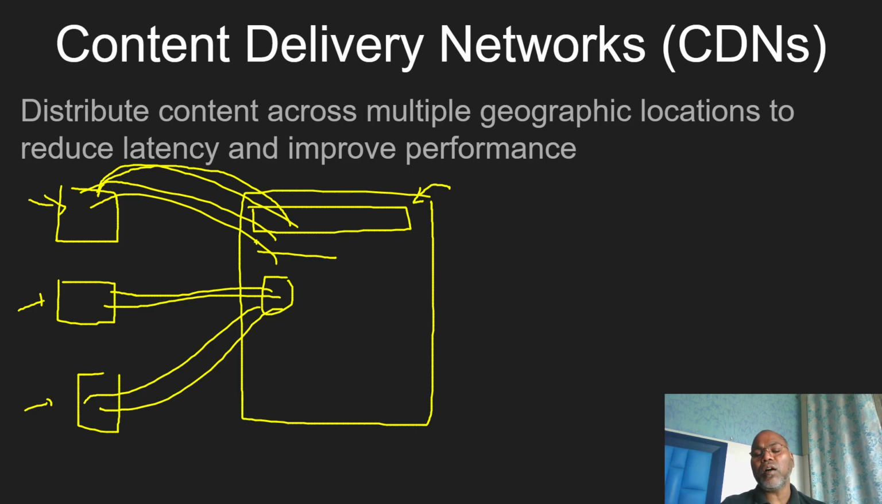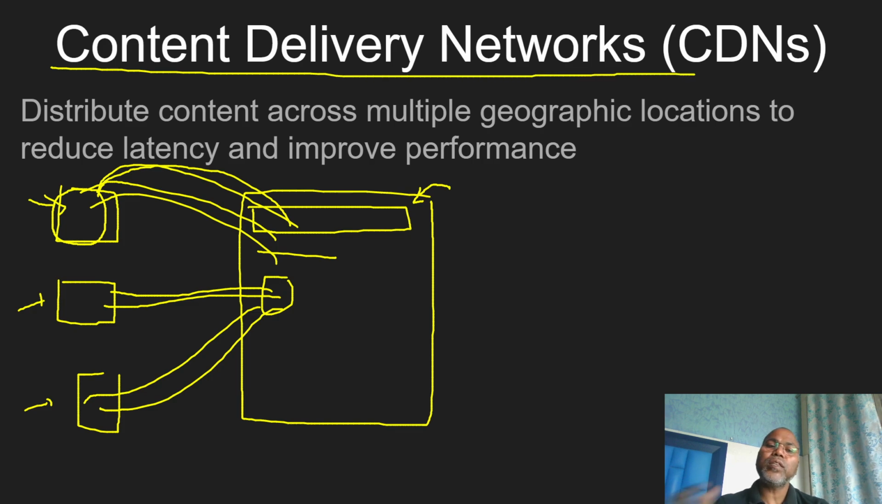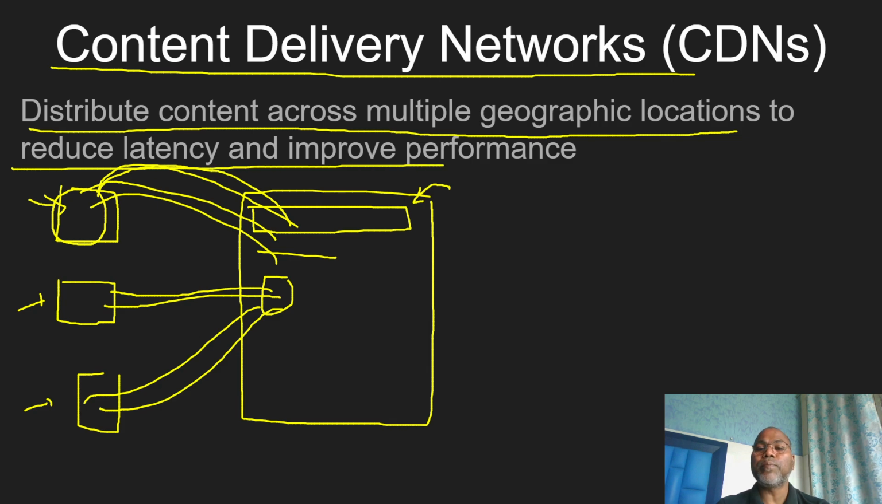This will also take time. If your customers are in a different region or a different continent, that will cause a performance problem. So how do we avoid it? We can use a CDN, a content delivery network. It distributes content across multiple geographical locations to reduce latency and improve performance.